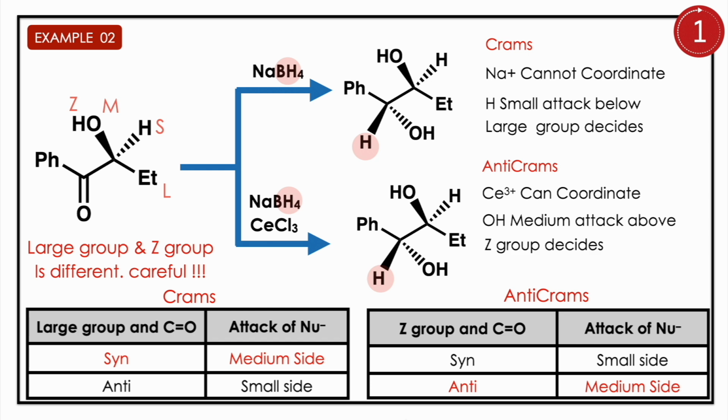On the contrary, if you use sodium borohydride with cerium chloride, the attack will happen based on the Z group. Z group and OH is anti, so medium side attack. Here the medium group is OH, so the attack also happens on the OH side. OH above the plane, hydrogen above the plane, OH below the plane. Both products are the same, just a different concept. The concept you have to learn here is that in Cram's rule, the large group decides the final product. In anti-Cram's rule, the Z group decides the final product.